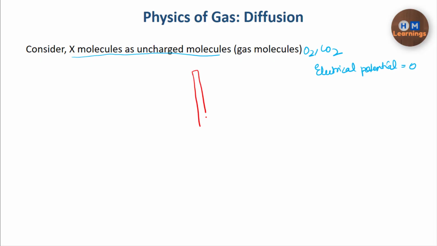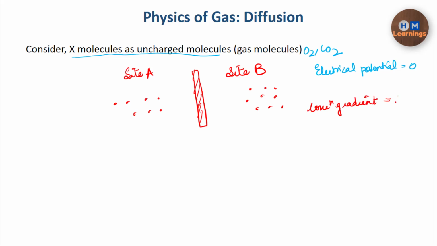So again, the barrier is there, site A is there and site B is there, and there are molecules present. Whether the X molecules will move or not will be decided by one factor, which is the concentration gradient. If the concentration gradient is 0, in that case, no movement will happen. No net movement will happen if you open the gate.